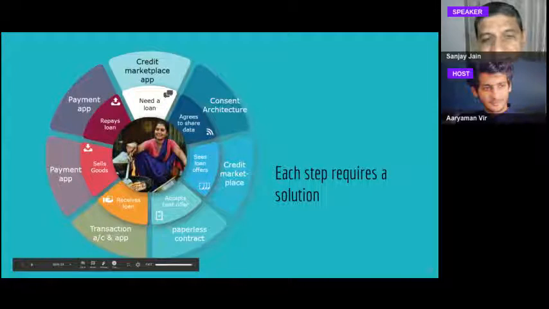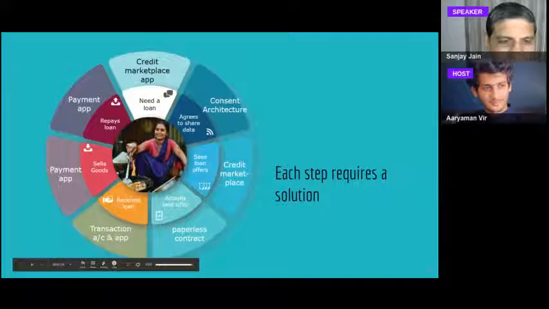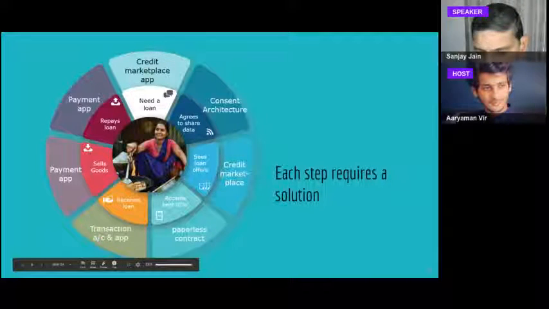We would need a mechanism for consent for sharing of data. Again, the credit marketplace would be used to see the loan offers. To accept the best offer and do the loan, she would need to do a paperless contract. And then to receive the loan, she would need a banking app where she could get the money, and then payment apps to perform her purchases and sales, and then again the payment app to repay the loan.